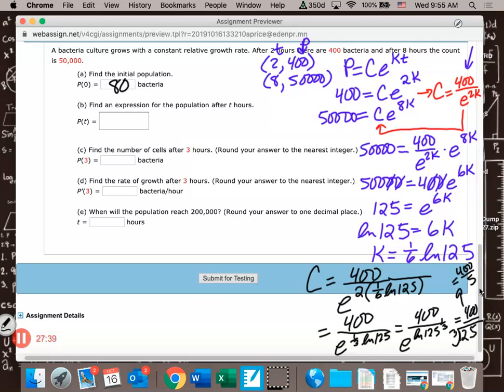All right, part B. So now we have to write a general population expression. Remember, our population is C e to the kt. Don't put in this big ugly thing for C. Just C is 80 or whatever number you got, right? So for me, I'm putting in 80 e to the, but I am going to use my correct k, to the 1/6 ln 125 times t. So whatever your c is and whatever your k is, you need to put those in.